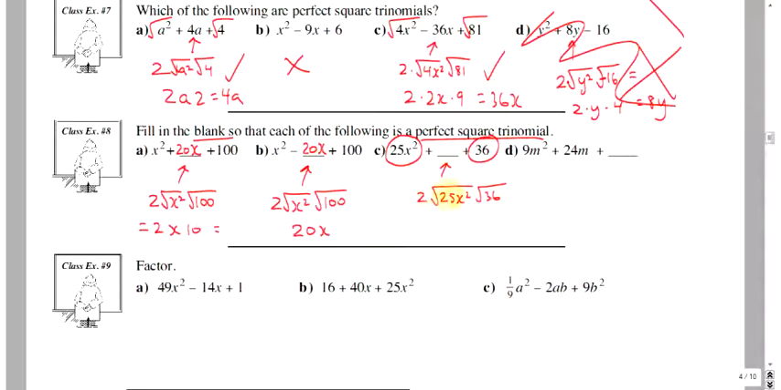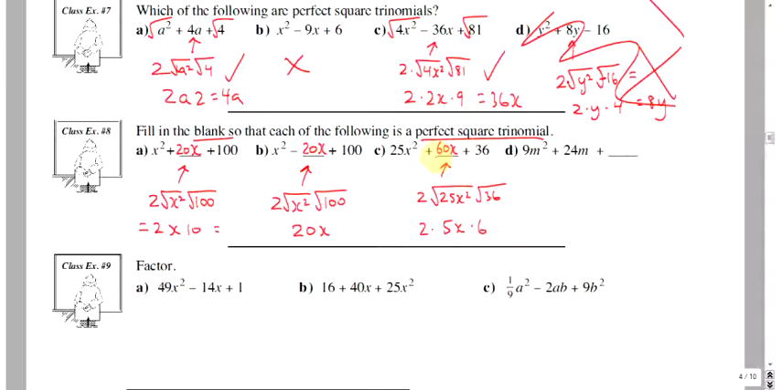Okay? What's the square root of 25x squared? 5x. I have a 2 there. I have a 6 there. 2 times 5 times 6 is 10 times 6, 60x, right? Okay.